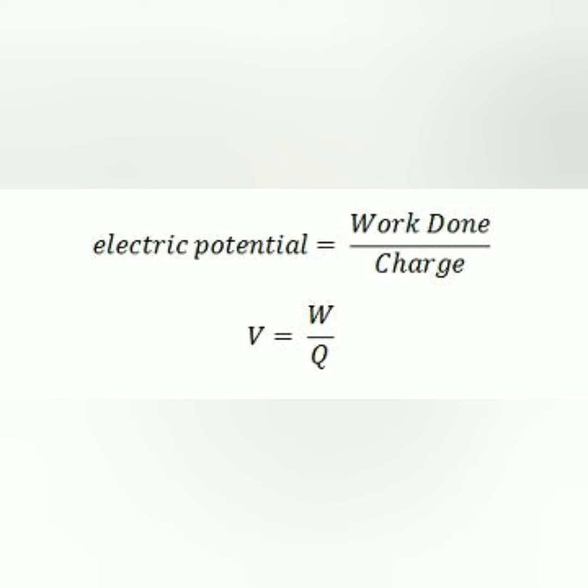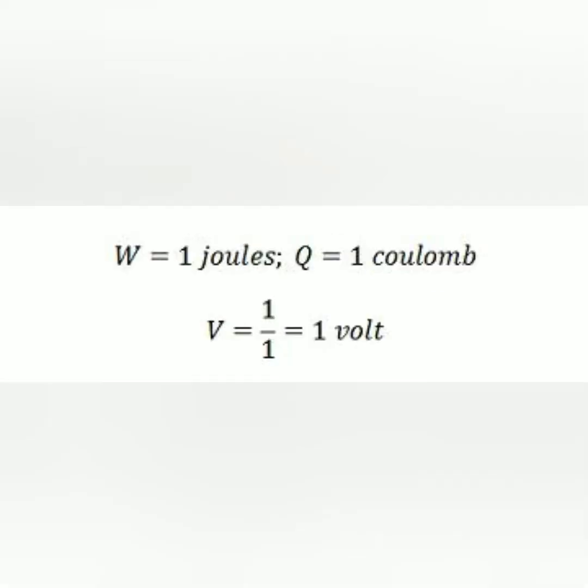The measure of electric potential is the work done to charge a body to 1 coulomb. That is, electric potential is a fraction of work done and charge as shown on the screen. It is V equals W by Q. Since the work done is measured in joules and charge in coulomb, the unit of electric potential is joule per coulomb. Joule per coulomb is also known as volt. So, the SI unit of electric potential is joule per coulomb or volt.